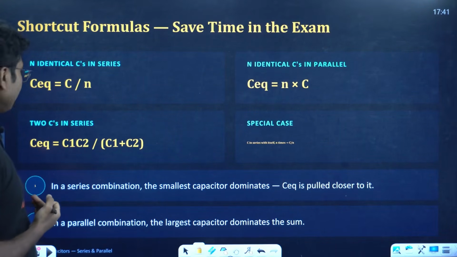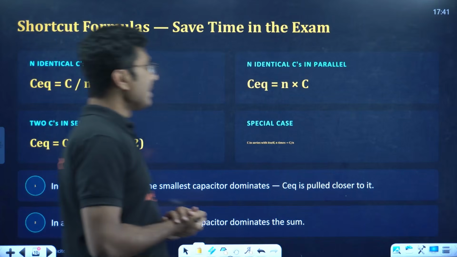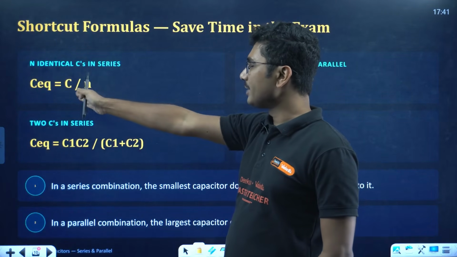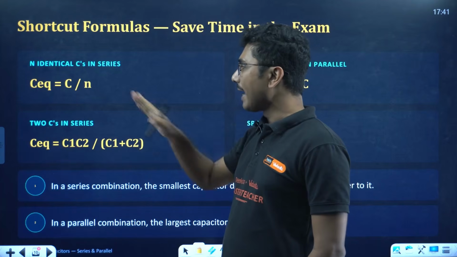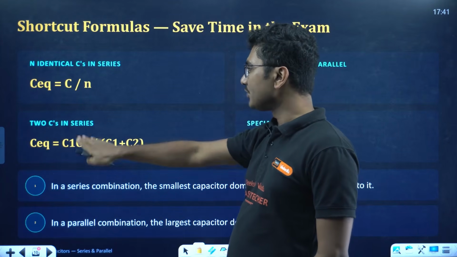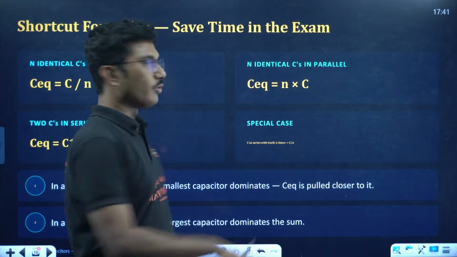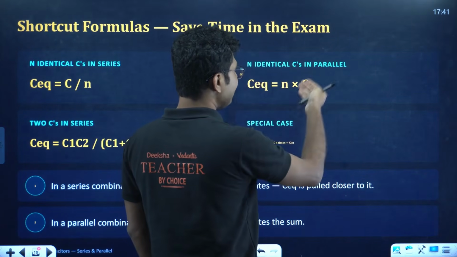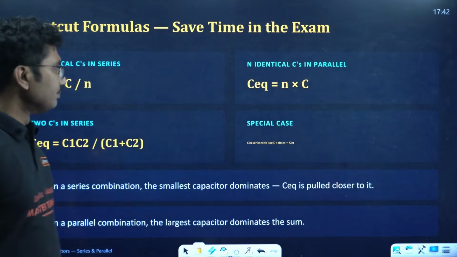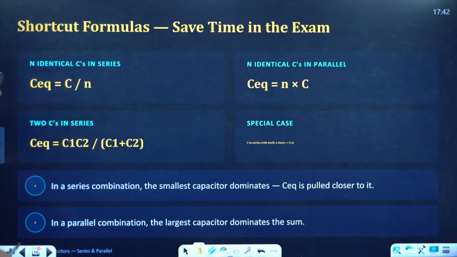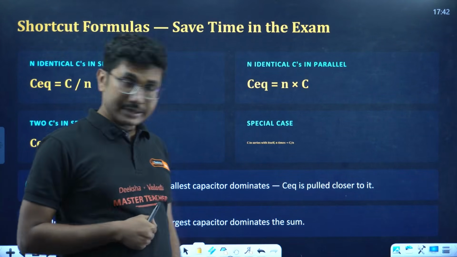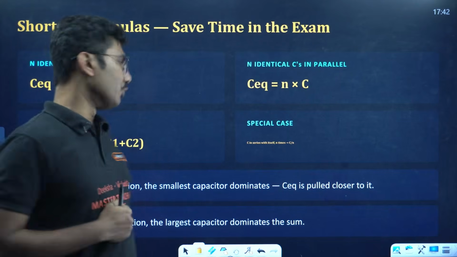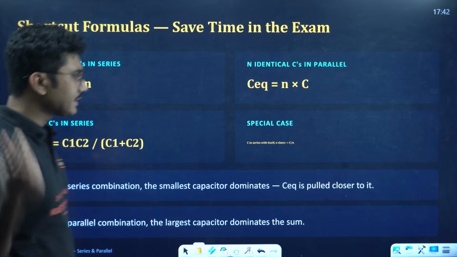Now shortcut formulas. If n identical capacitances are connected in series, equivalent capacitance becomes C upon n, and if two capacitors are in series, it becomes C1 C2 by C1 plus C2. For identical capacitors in parallel, it becomes n into C. Now in a series combination, the smallest capacitor dominates. C equivalent is pulled closer to the smallest value. In the parallel combination, the largest capacitor dominates the sum.